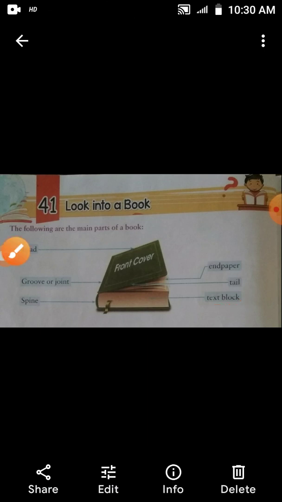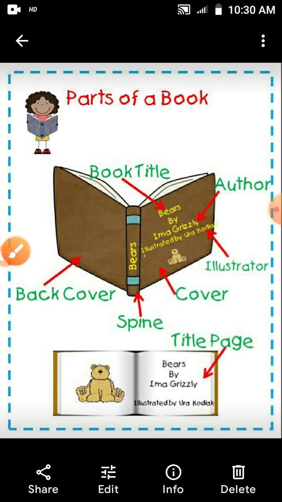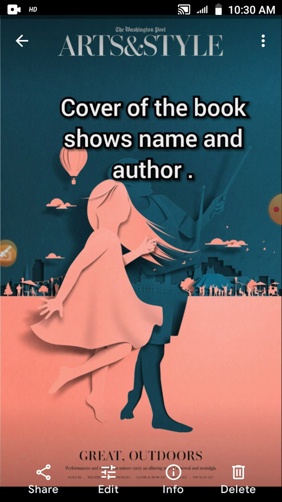Okay, so now look, I have given some parts of the book. You can see in the picture. First it is given book title, author, illustration, cover, title page, spine, back cover. Okay, so let's start and learn about the parts of a book. As you can see in the picture, I have taken one book, it's an arts and style book. When we look at any book, the first page, the cover page, is where the book name or author name is written.